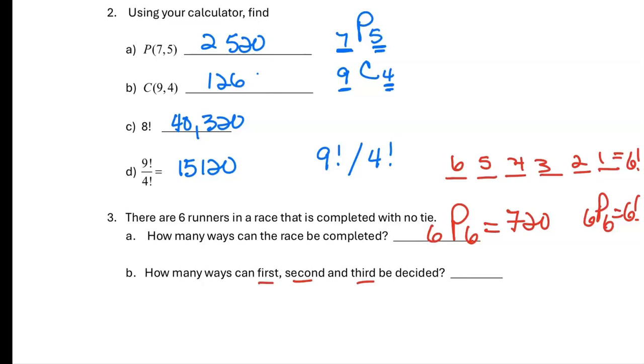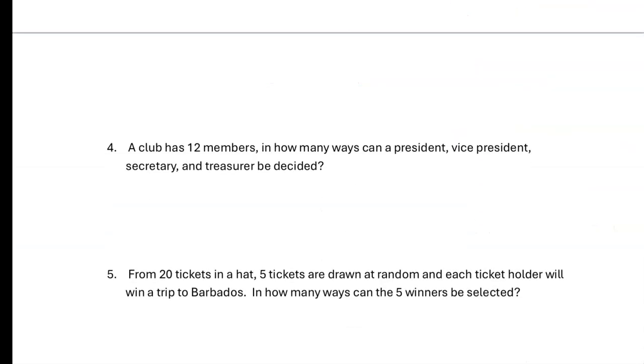Okay, and how many ways can first, second, and third be decided? So you still have 6 runners, but now you're going to only account for the 3 places. So what does that do to our total? It looks like it reduces it to 120. Okay, so we're done with that.